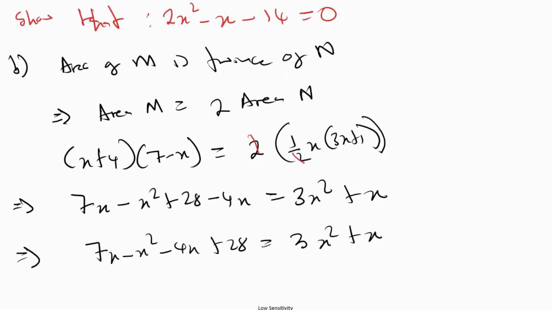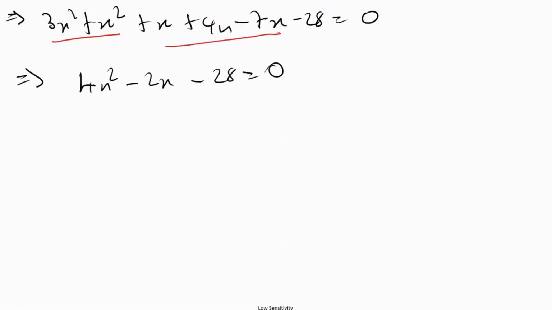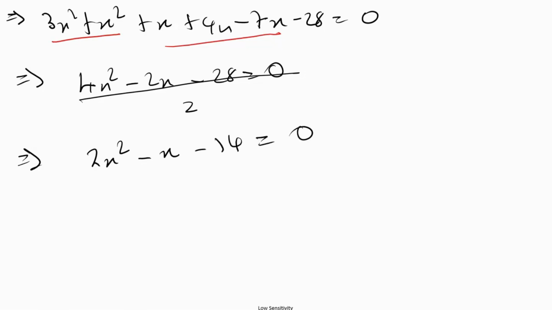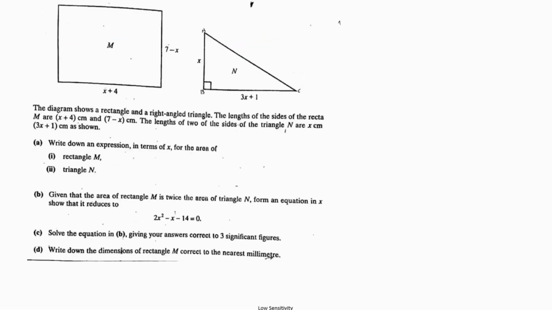Remember, we want to show that this is 2x squared minus x minus 14 equals 0. You can see that this is a multiple of 2, so we can divide by 2 throughout. That gives us 2x squared minus x minus 14 is equal to 0. Alright, so this is what we wanted to show. So we've solved for that one.